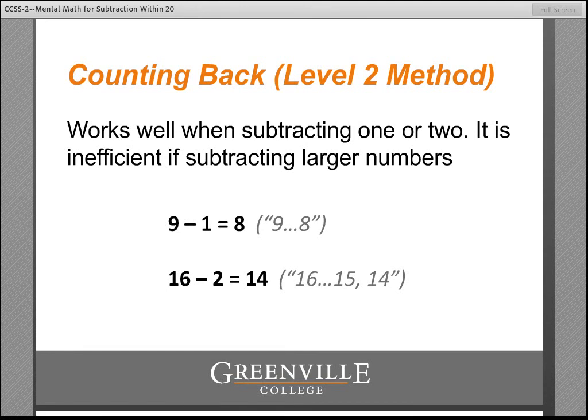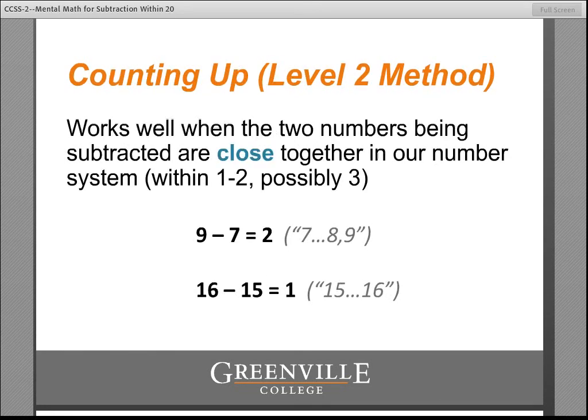For example, subtracting 1 or 2, or counting back. If you subtract 1 or 2, you can count back, or if the difference between two numbers is within 1 or 2, if you're subtracting a number that's very close to another. So in this case, we see counting back. If we're only subtracting 1 or 2, it's just as easy to count back as to do anything else. So that is also considered fairly efficient, and they should look out for facts where they can do that.